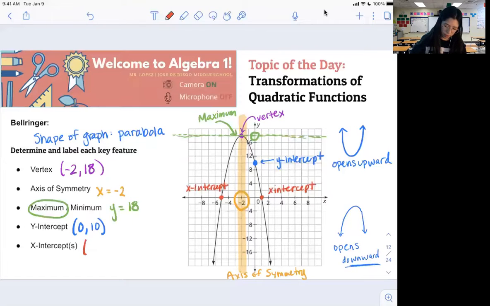Good. So at (-5, 0) and (1, 0). So it's got 2 x-intercepts in this case.